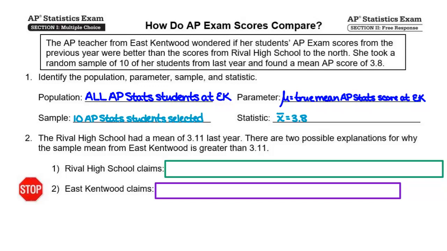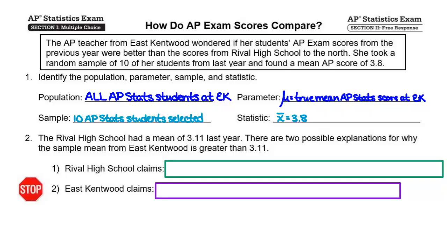All right. Rival High School had a mean of 3.11 last year. There are two possible explanations for why the sample mean from East Kentwood, that 3.8, is greater than 3.11. What is one possible reason for why the sample had a higher average than the rival high school? What's one possible reason? Yes. We're looking for H0 and HA. I like the way you're thinking, though. So the two possible explanations would be our H0 and our HA here.